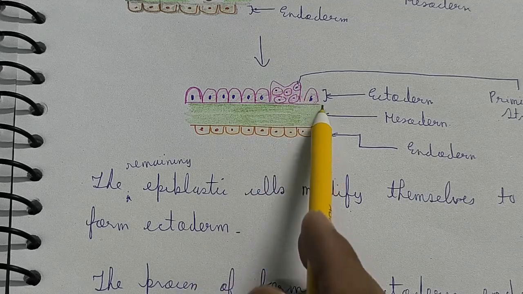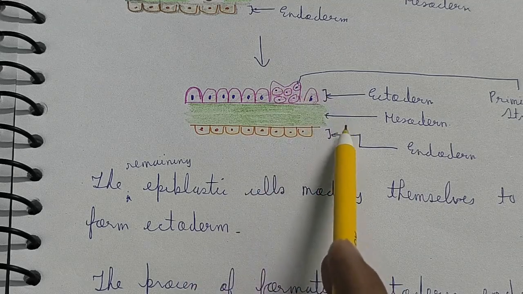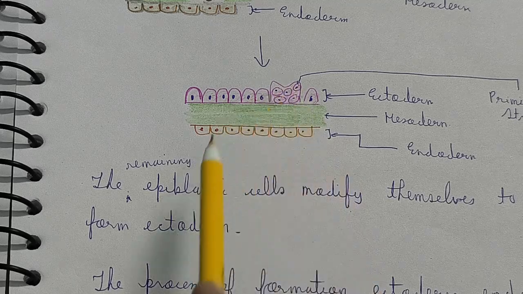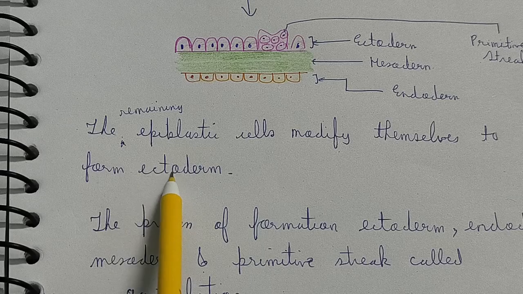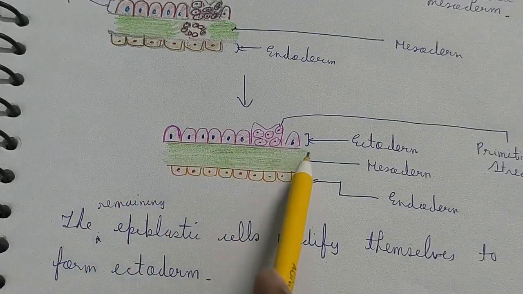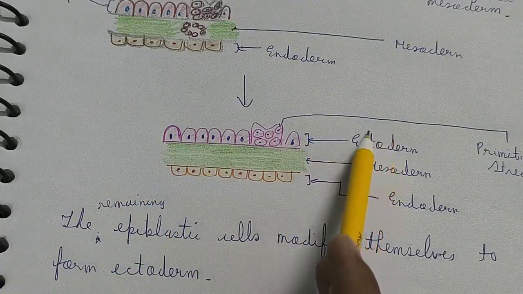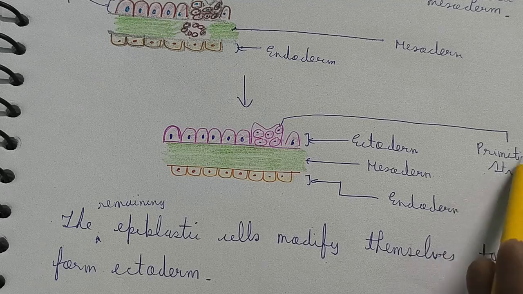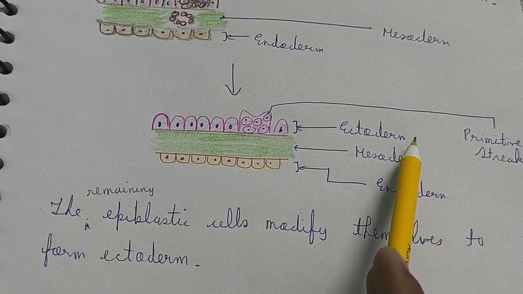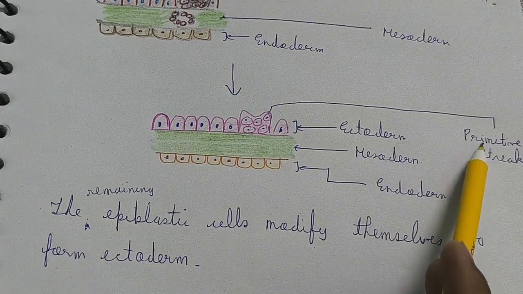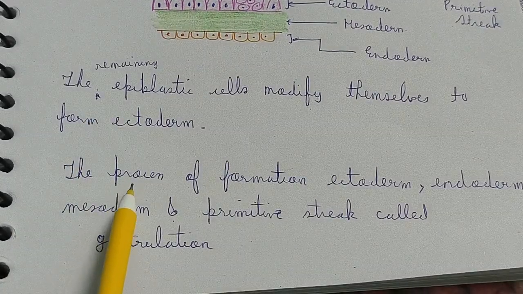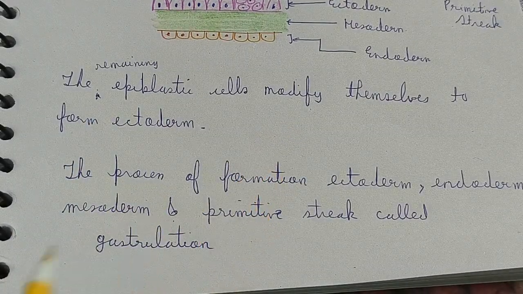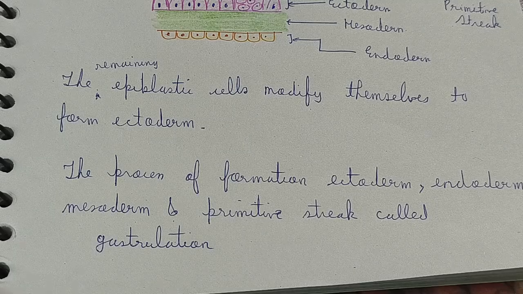Now three germ layers, ectoderm, mesoderm and endoderm, and the primitive streak have formed. I have written that the remaining epiblastic cells modify themselves to form ectoderm, and you can see that these three germ layers and the primitive streak have formed. The formation of the primitive streak and the three germ layers leads to a process known as gastrulation, which is our main topic. That's all about it.